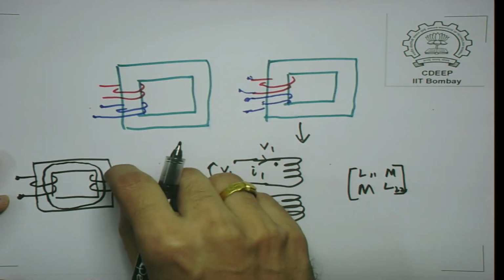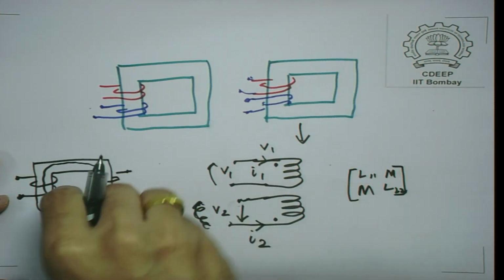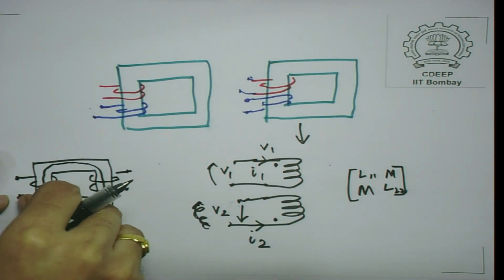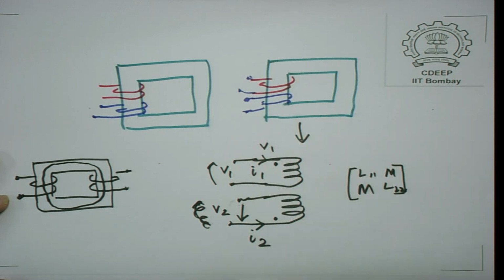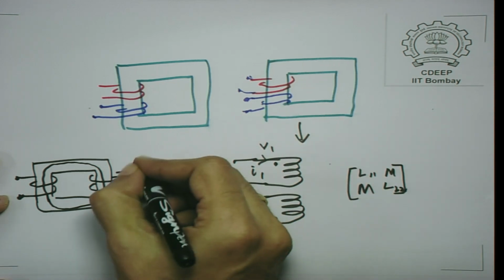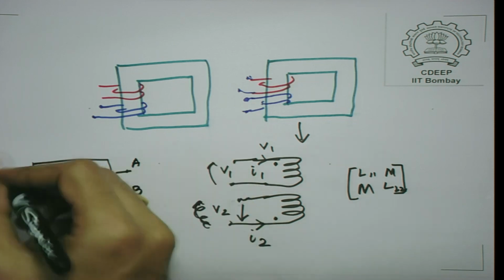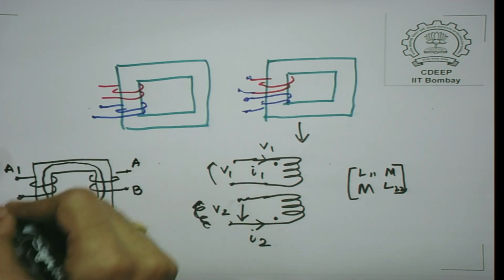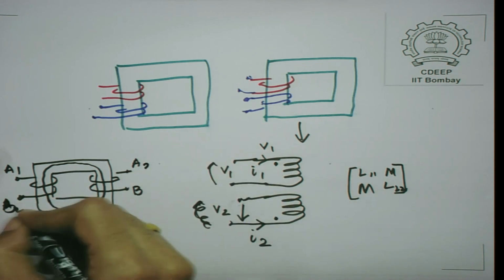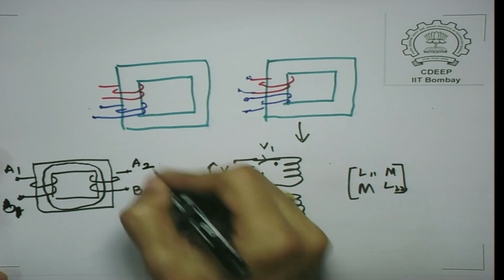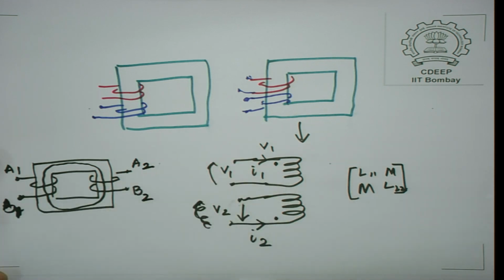So, if you push this coil and bring it to the same limb, you will find that it will look like this. In that case, if this is A and this is B, this is A1, B1 and this is A2 and B2.